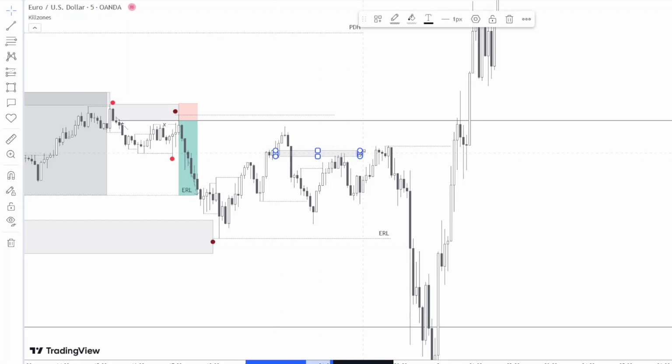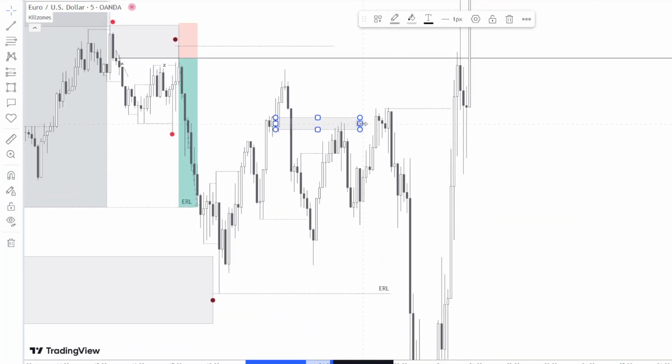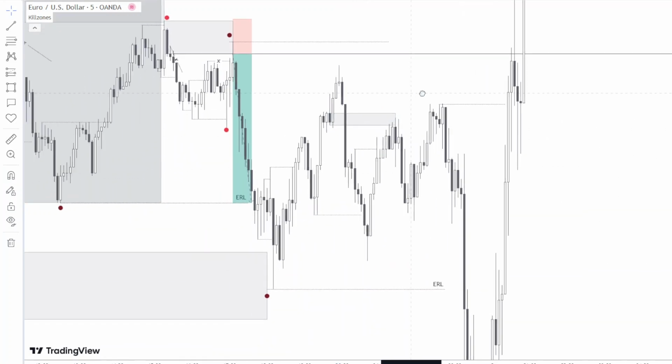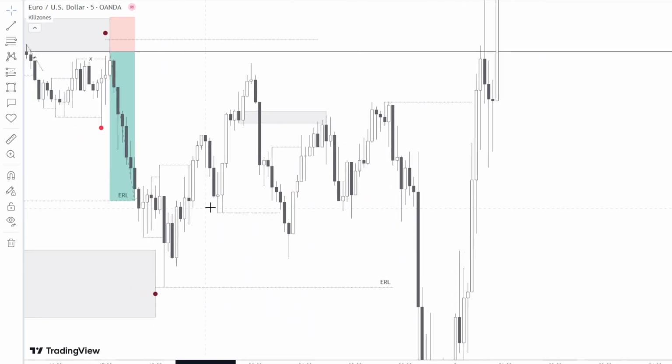I have a breaker block here. Oh my God. I have a breaker block there. Okay, so when it took out this one, it confirmed that it was going to take this low.